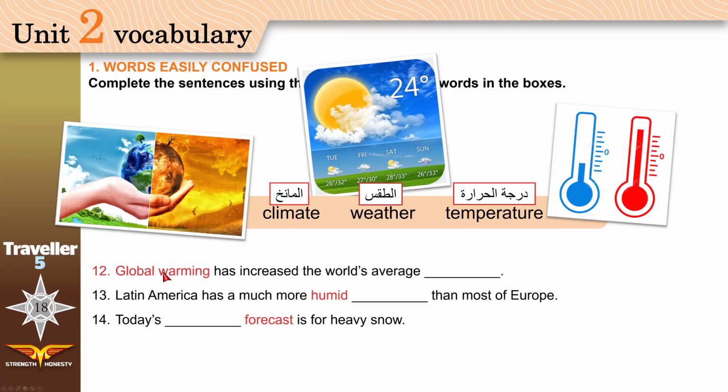Global warming is a general increase in the world's temperature. It has increased the world's average temperature. The world is getting hotter and hotter every year. Latin America is the countries of South America and Central America that speak Spanish or Portuguese. Latin America has a much more humid climate than most of Europe. Humid is when you feel that the air is wet. Today's weather forecast. What is a weather forecast? It's a description of what the weather is going to be like in the future. Is tomorrow going to be sunny or cloudy? The forecast is for heavy snow. Heavy snow means a lot of snow.